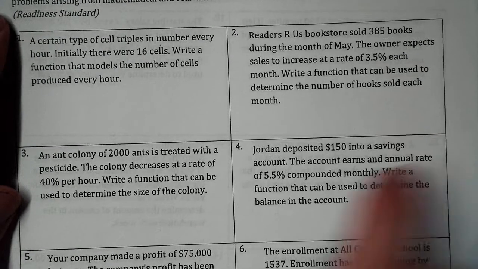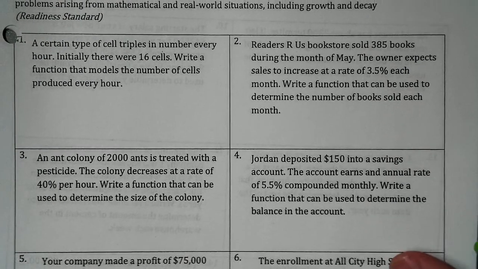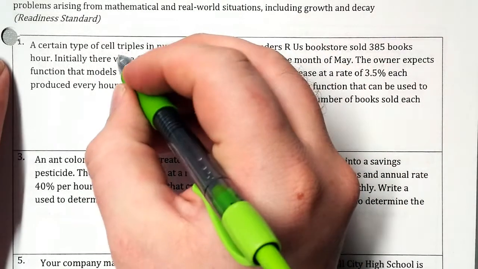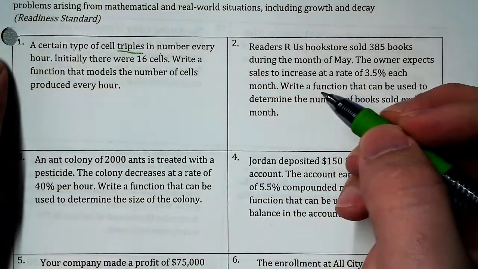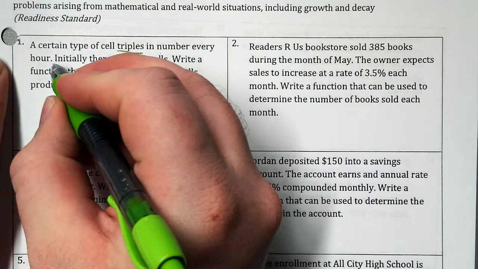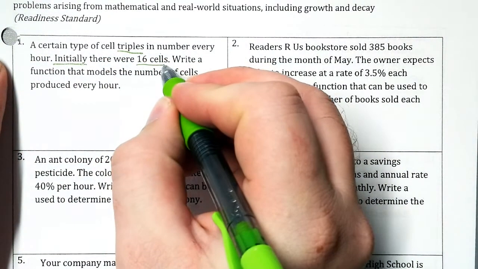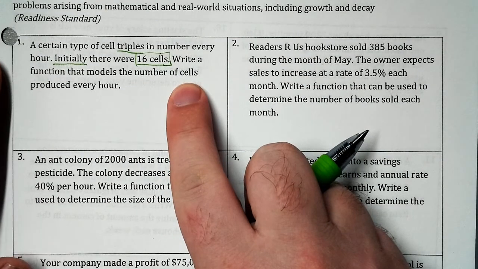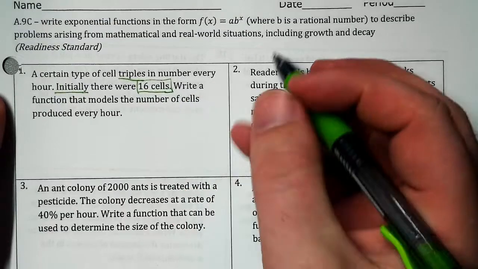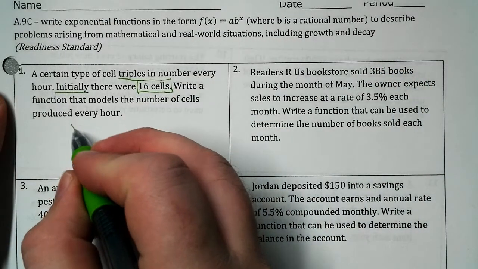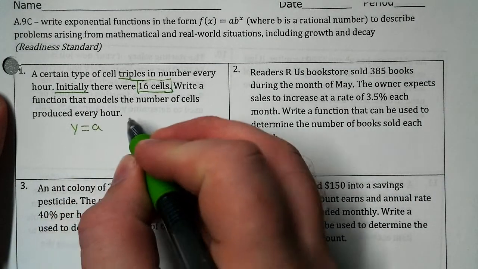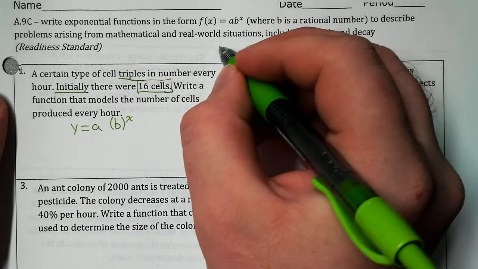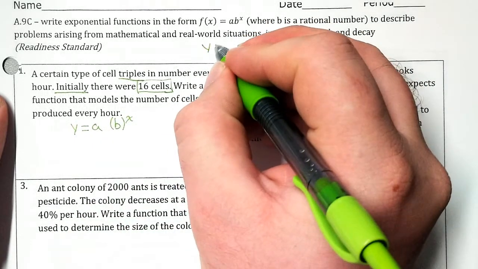Now, number one says a certain type of cell triples in number every hour. Initially, there are 16 cells. Write a function that models the number of cells produced in every hour. Well, we know our base equation is y equals a times b to the x.